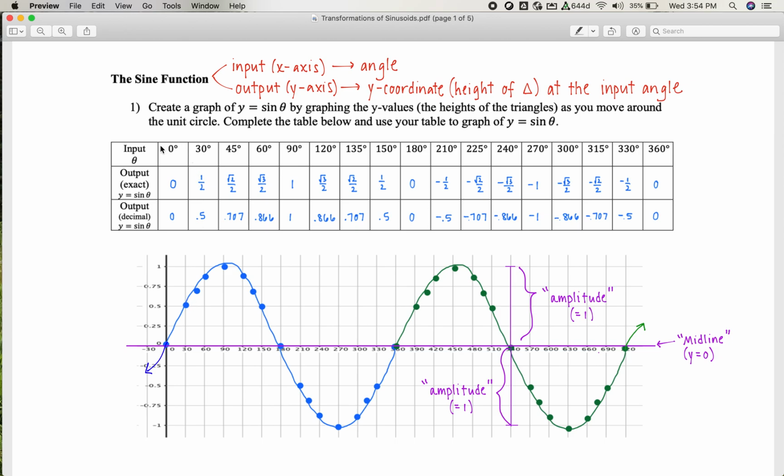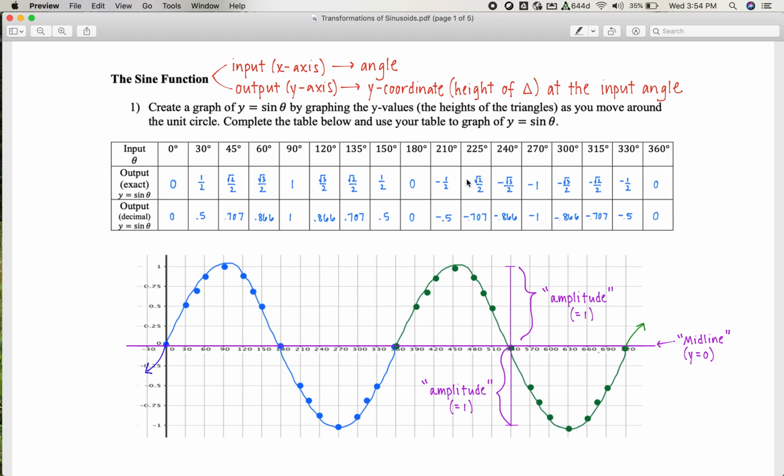So now if I just take all of these inputs as my x-coordinate, and then I take all of these decimal outputs as my y-coordinate, I can actually just plot points. So for example, here's the coordinate that when the input is 60 degrees, the output is root 3 over 2, or 0.866, and I have this coordinate here now.